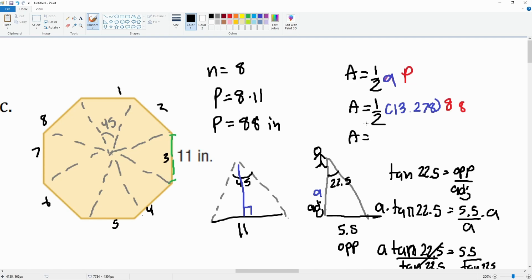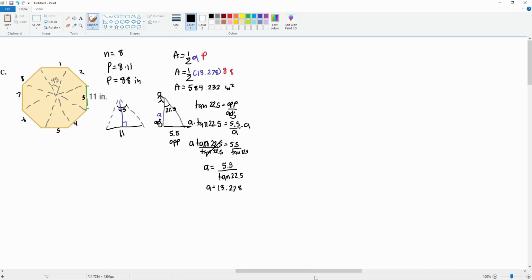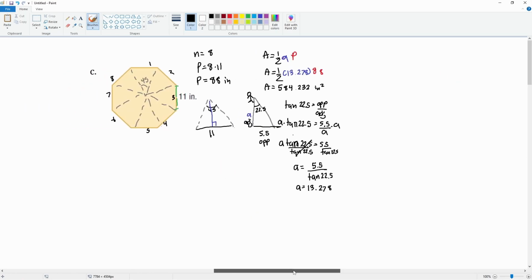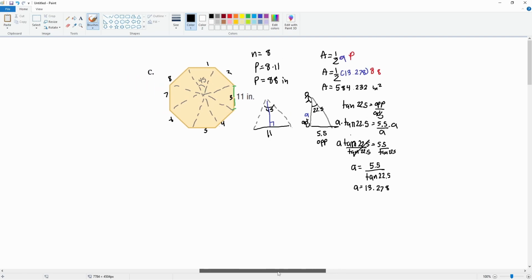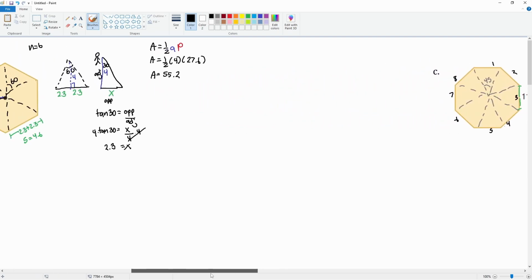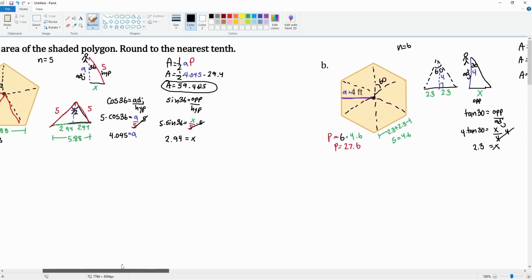Plug this all in. 1/2 times 13.278 times 88. This gets you area is equal to 584.232. There you go. Inches squared if you cared about the units. So there you go. Notice every single one of these problems requires you to break it up into individual triangles and then also do your trig ratio to find the missing value.